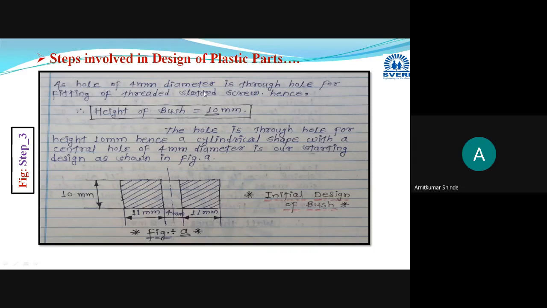Please draw this diagram, and if you are having any difficulty, please put that in the chat box.